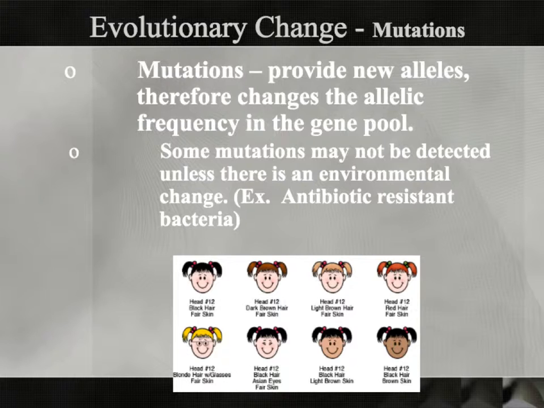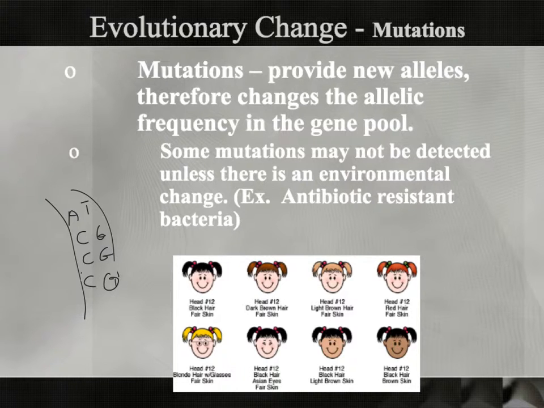Now, a bit of talk here about evolutionary change, and specifically about mutations. So we know that mutations provide new alleles, therefore change the allelic frequency of the gene pool. Because if we have our DNA sequence and I had an A and a T and a C and a G and another C and a G and a T and an A, and all of a sudden I decided that I needed to change this T and A here, so I'm going to change that T and A. We are going to change them now to a C and a G. I've created a mutation.